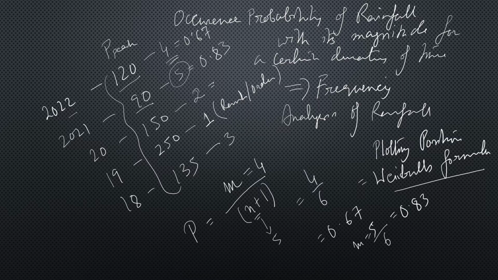Similarly, this rainfall has an order of 2, that is M is 2. So 2 by 6. So the order 2 divided by 6 is coming as 0.33.